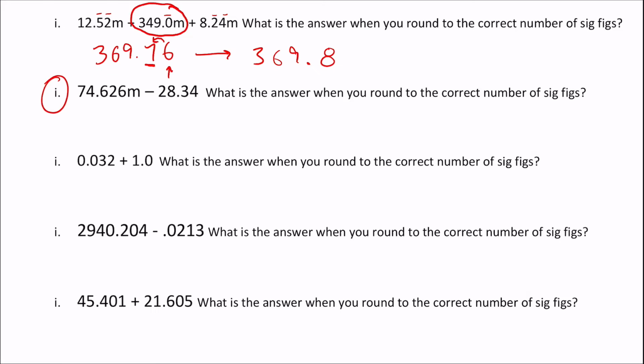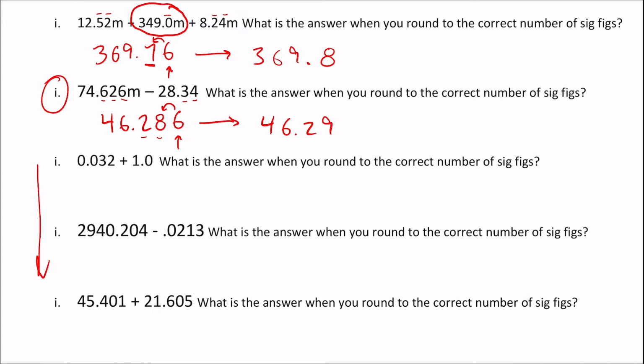Subtraction works the same way. When we subtract these two, we'll get, and now we have to look at the givens. This has 3. This only has 2. So we have to round this one to 2. Again, this is above a 5, so it's going to bump that 8 up to a 9. So our final answer will be 46.29. Pause the video and try the next 3, and then continue with the video.